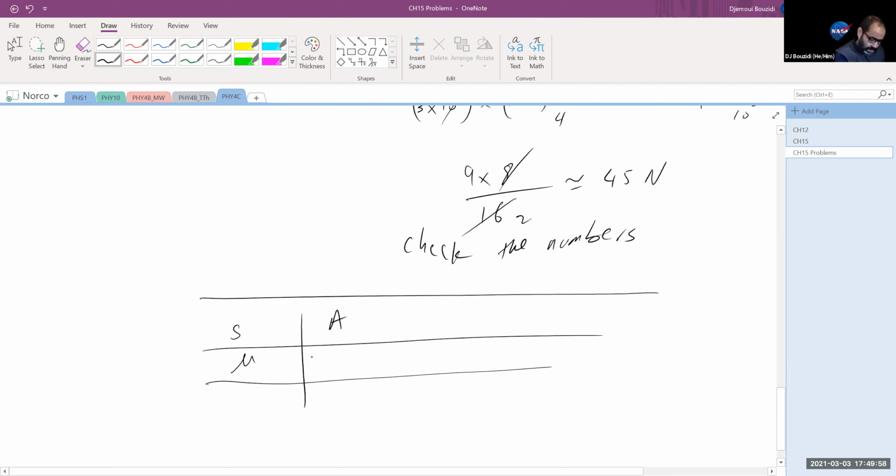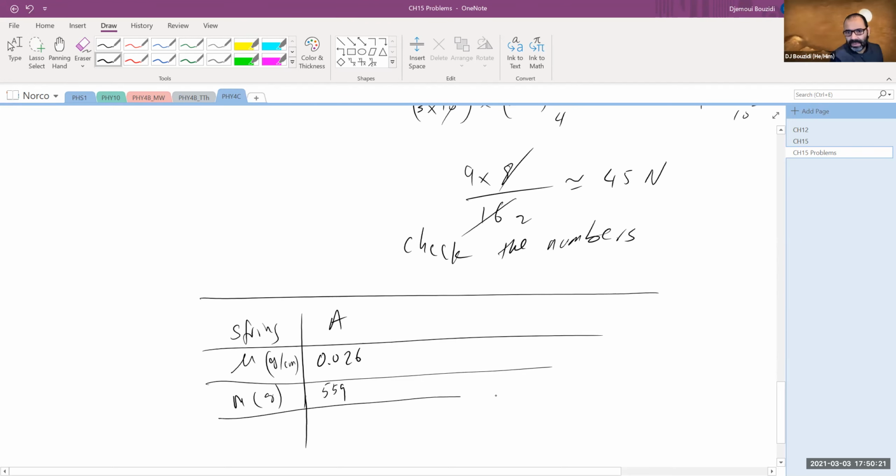And the mu for this one is 0.026. What are the units? It's in gram per centimeter, okay? Gram per centimeter, okay? It's important to know this is a string. And then its mass in gram is 559 grams, almost half a kilogram, or a little over a pound. Okay. Wow. Does it make sense? That much of a string? So it must be a super long string.